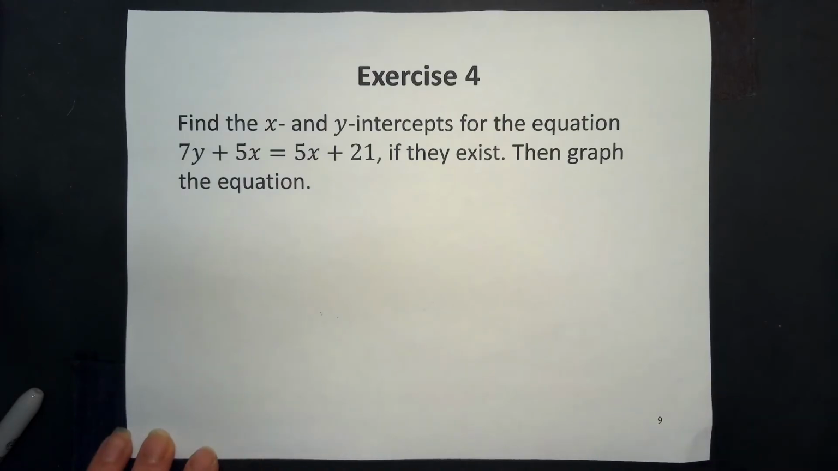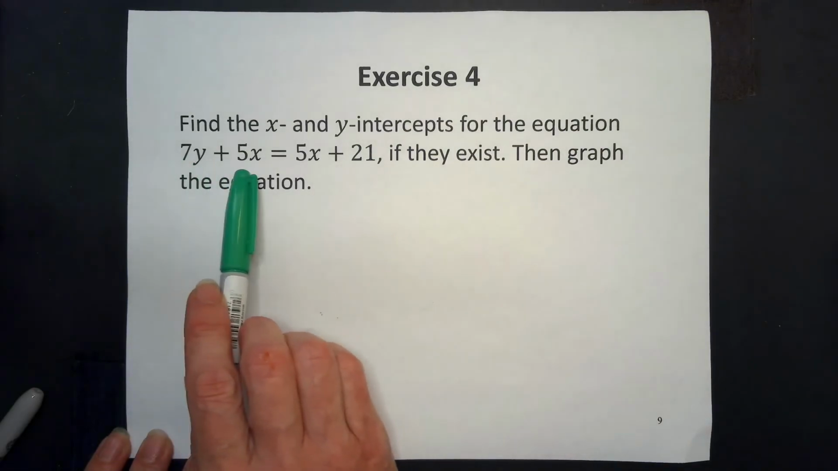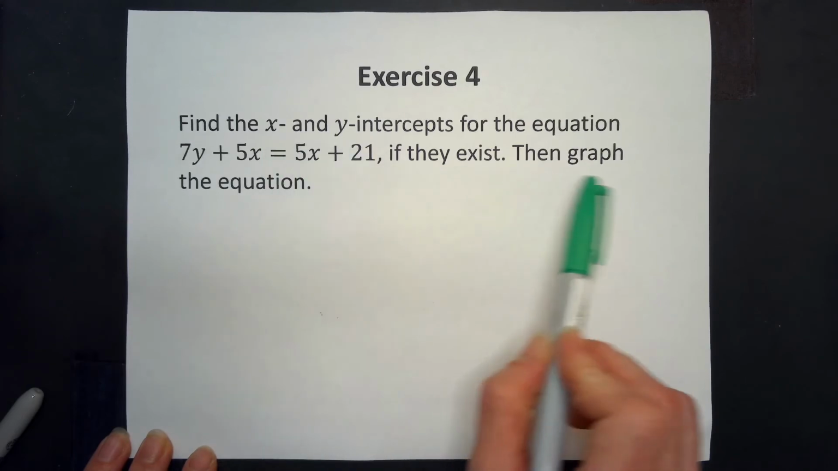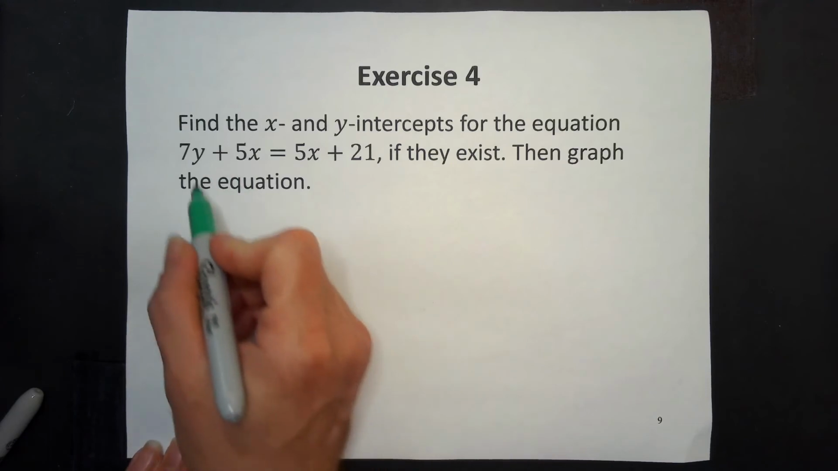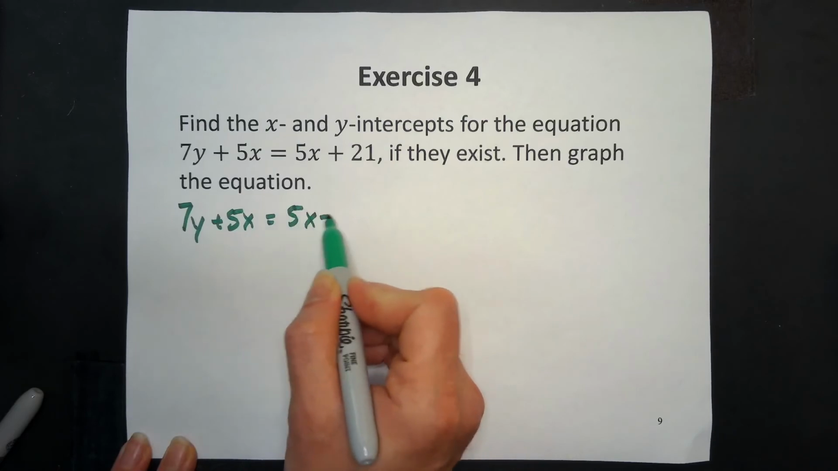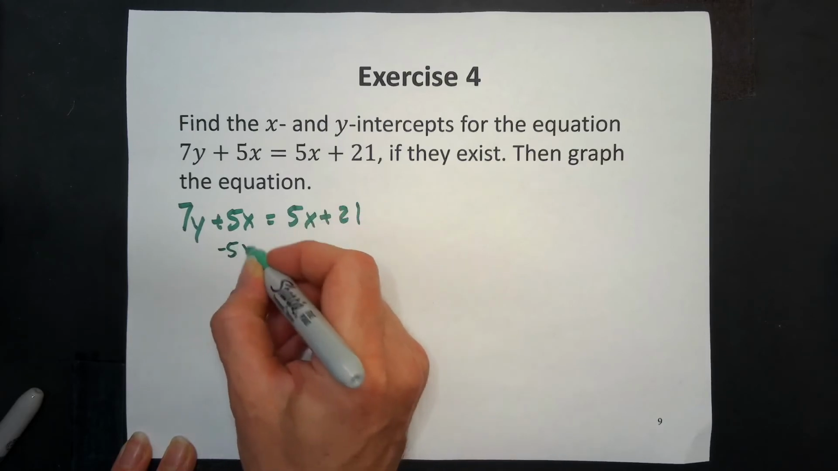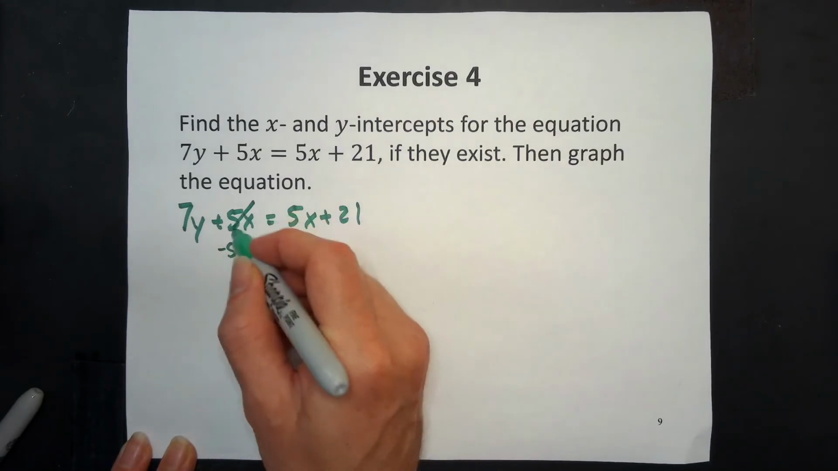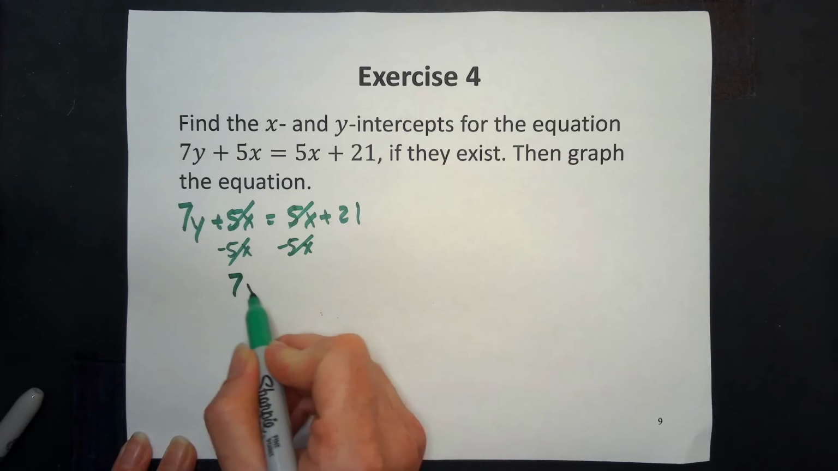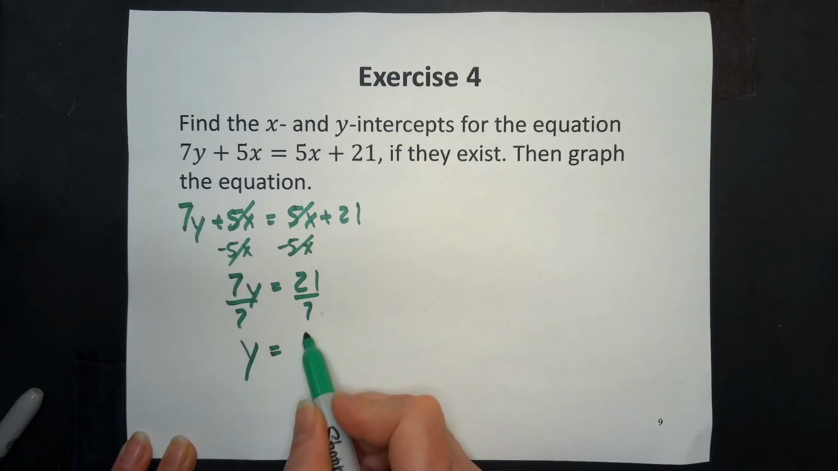For exercise 4, find the x and y intercepts of the following equation, and if they exist, graph the equation. We have the equation 7y plus 5x equals 5x plus 21. Remember, if they have the same sign on opposite sides, you can cancel them. So we cancel the 5x on both sides, and we get 7y equals 21. Divide both sides by 7, and I'm going to get y equals 3.